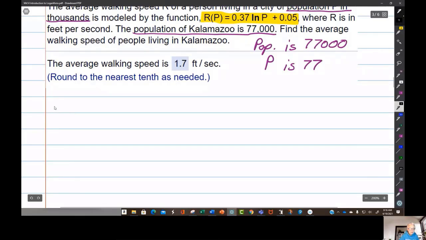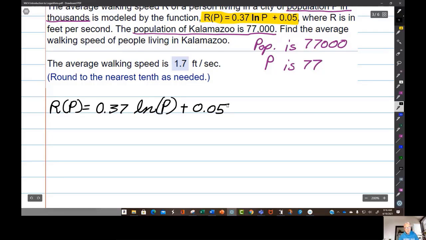Now we're going to use our formula. R, that is the walking speed when you've got population P, equals 0.37 times the ln of P plus 0.05. We can do this. R of 77, that is the walking speed when P is 77, which means 77,000, equals 0.37 times the ln of 77 plus 0.05. Cool. We're going to put this in the calculator.